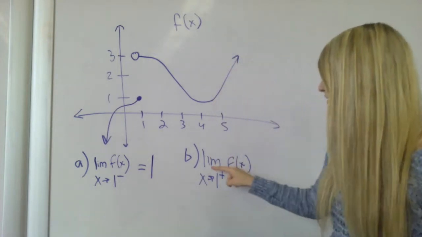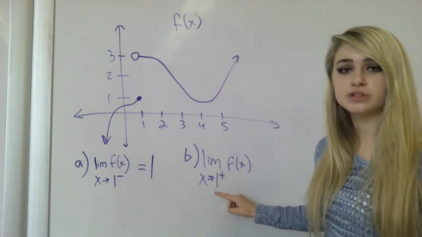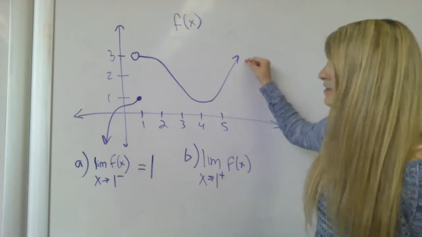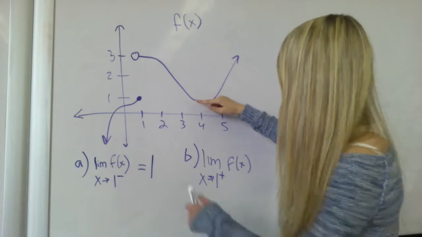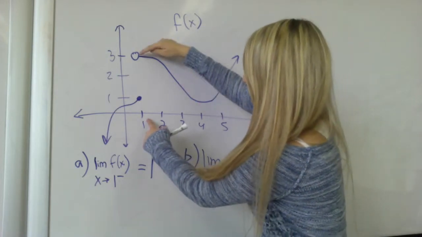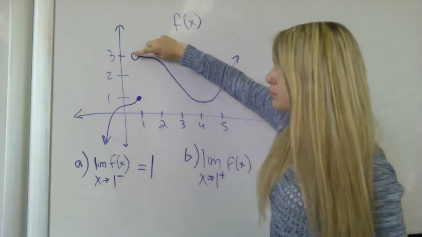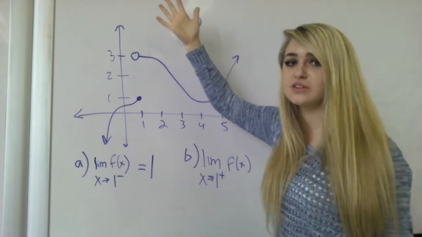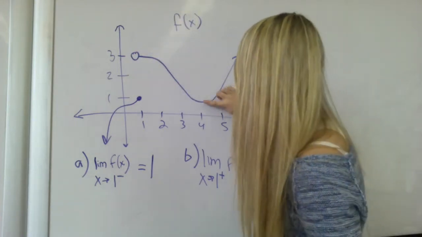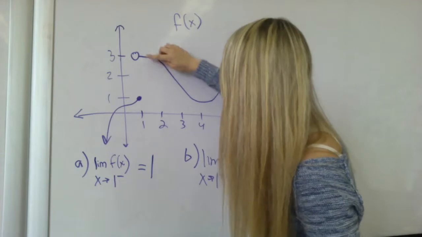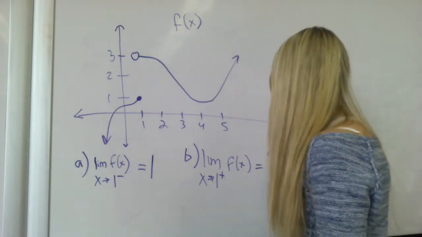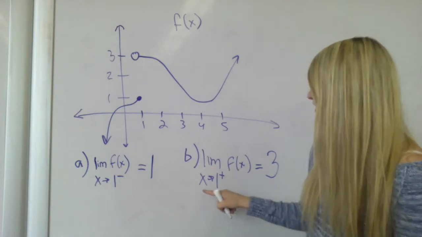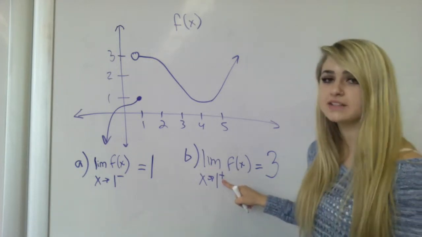Now we're going to do the limit of f of x as x approaches 1 from the right. So that's from this side, from the right. Now we follow this line up to 1. We're not worried about whether that's an open circle or a filled circle. We're just worried about what it's approaching. So it's approaching 3 from the right side. So the limit of f of x as x approaches 1 from the right is 3.